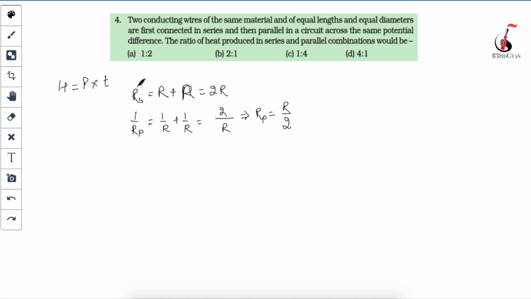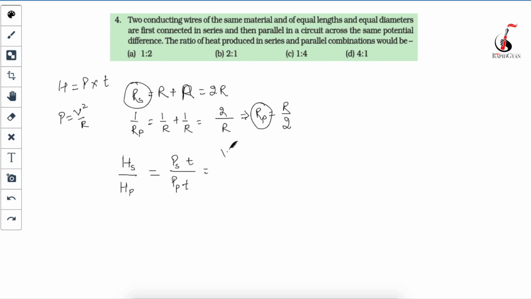So I got the resistance in series, I got the resistance in parallel. Now I will have to find the ratio. So guys, as I have told you, heat is equal to P into T. And what's the value of P? P I can write now, beta, as V square upon R. So I will write HS for the heat produced when they are in series connection, and HP for the heat produced when they are in parallel connection. Since V is constant, this will be the power generated in series multiplied by T and the power generated in parallel multiplied by T.